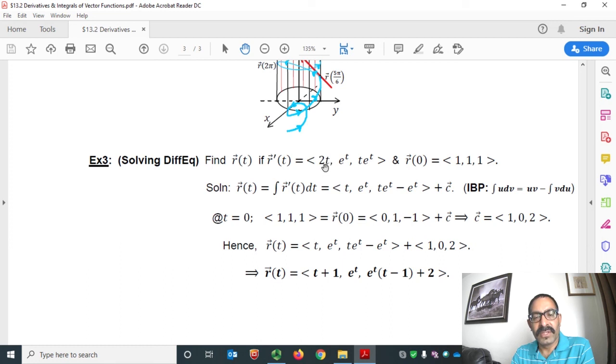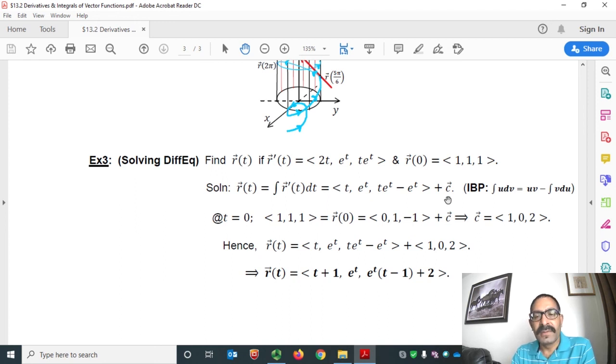That means integrating each of these component functions. The integral of 2t is t, oh, this should be t squared. So this should be t squared here. The integral of e to the t is simply e to the t, and the integral of t times e to the t, using integration by parts, turns out to be t times e to the t minus e to the t, plus the constant of integration, vector c. I hope this makes sense to you all.